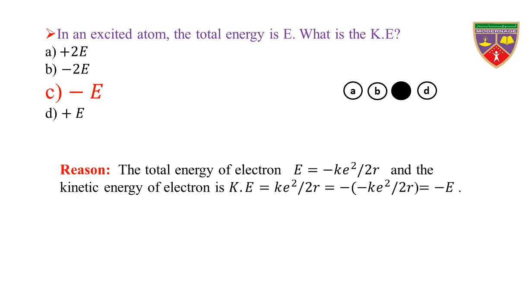Reason: the total energy of the electron E is equal to minus ke squared divided by 2r, and the kinetic energy of the electron is equal to ke squared divided by 2r, which can be written as minus into minus ke squared divided by 2r. Putting the value of E, the kinetic energy is equal to minus E. Hence, the kinetic energy of the electron is minus E.